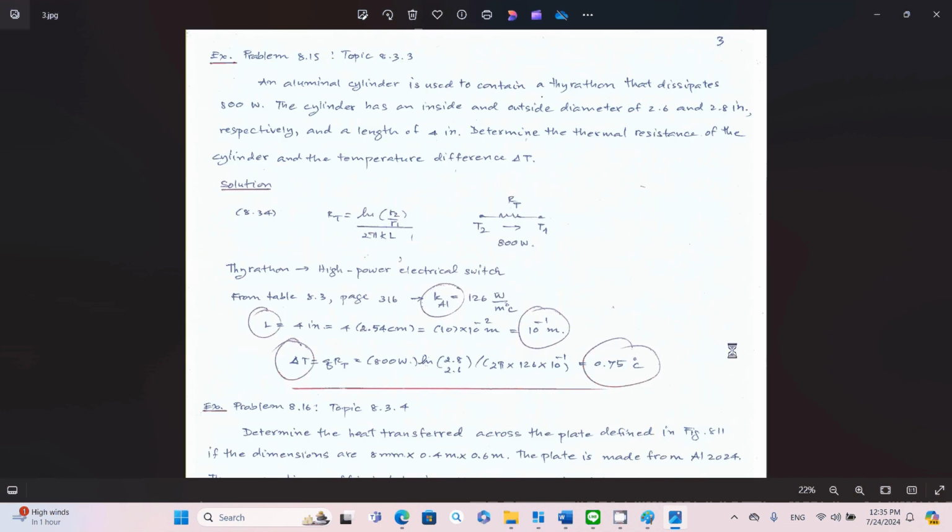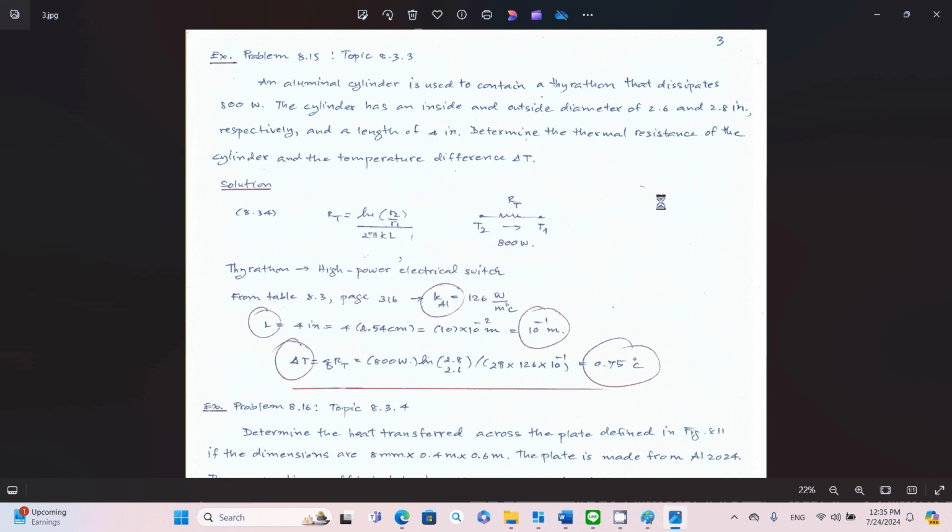Okay, to get more understanding, let's take a look at problem 8.15 of chapter 8. An aluminum cylinder is used to contain a thyristor that dissipates 800 watts. The cylinder has an inside and outside diameter of 2.6 and 2.8 inch, respectively, and a length of 4 inch. That's the cylinder. Please keep in mind, it's not rectangular. Determine the thermal resistance of the cylinder and the temperature difference delta T.